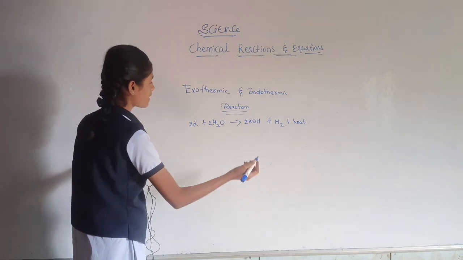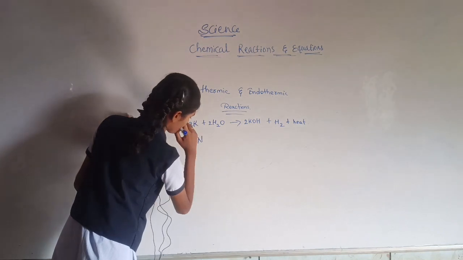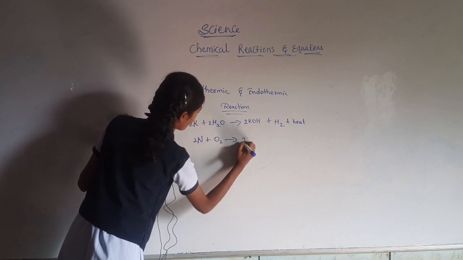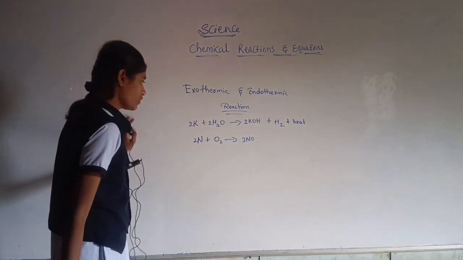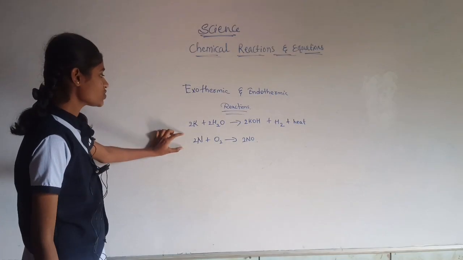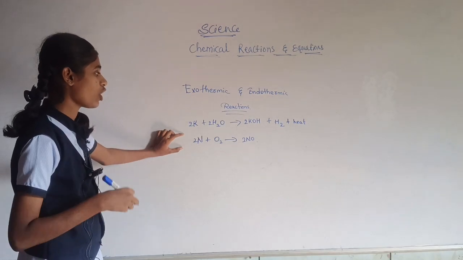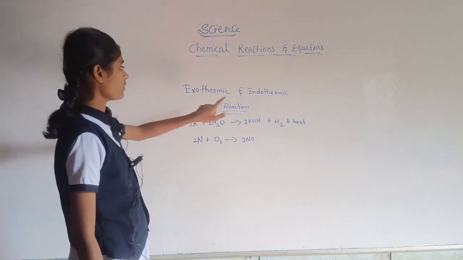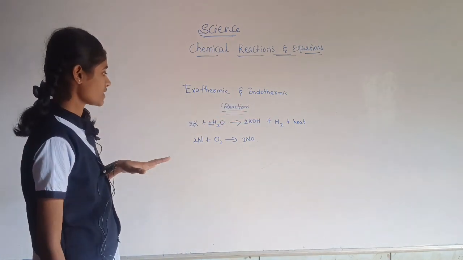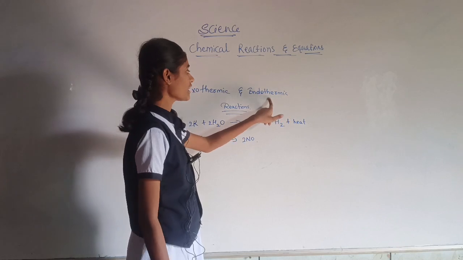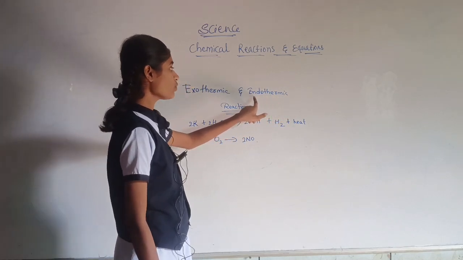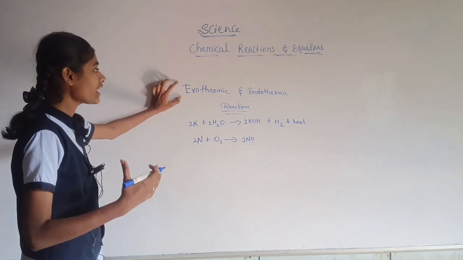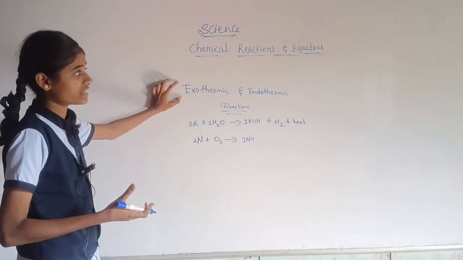Now an endothermic reaction example is when nitrogen reacts with oxygen to form nitric oxide. Here the energy is absorbed; the reaction requires energy. Why is energy required here? In endothermic reactions, they require heat energy. But here the reactants are not cooling down, because they are themselves very hot.